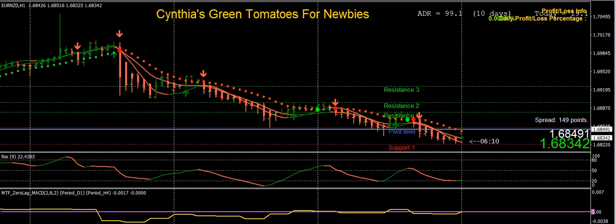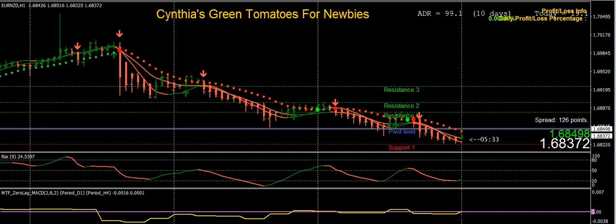And I've created a PDF guide, which is free for you to download. And it will teach you everything you need to know about how to become a successful Forex trader from A to Z. So if you're interested in learning everything there is to know in a very simple guide with short videos teaching you how to set up your MT4 trading platform and how to download your first trading system, which can be my Green Tomatoes for Newbies.